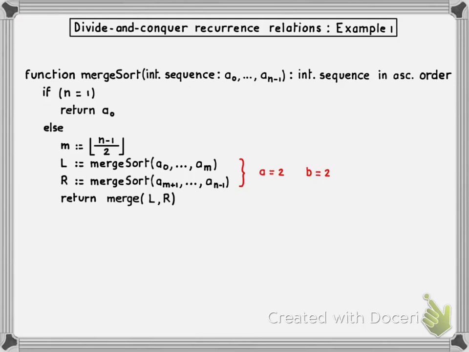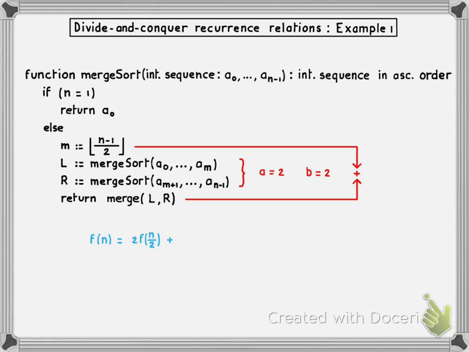So we can start writing the recurrence relation for this algorithm. f of n is going to be equal to a, or 2, times f of n over b, that is f of n over 2. And do not forget to add the function g of n. Now remember, g of n is the runtime of the divide step and the combine step.